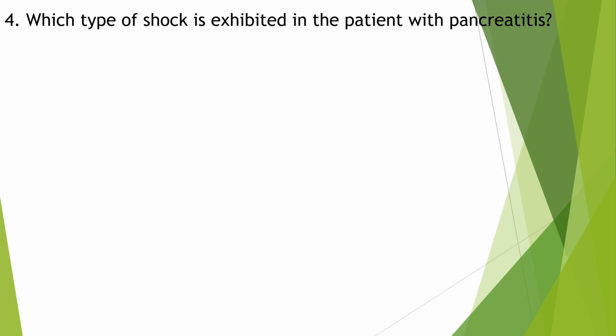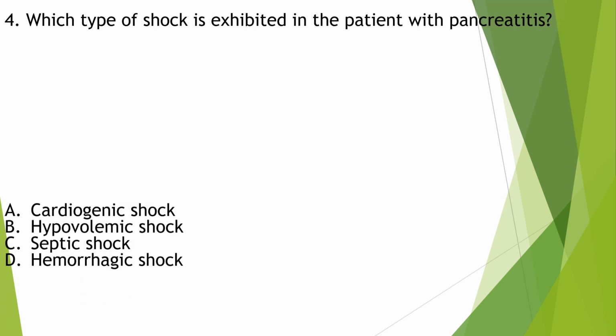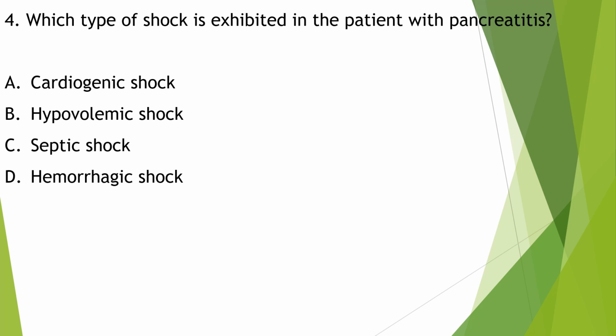Which type of shock is exhibited in a patient with pancreatitis? Cardiogenic shock, hypovolemic shock, septic shock, hemorrhagic shock. The type of shock most commonly exhibited by a patient with pancreatitis is hypovolemic shock due to capillary leak and third space losses. Cardiogenic shock refers to the inability of the heart to pump blood to the body. Septic shock refers to the inflammatory response associated with infection, and hemorrhagic shock refers to shock associated with blood loss.